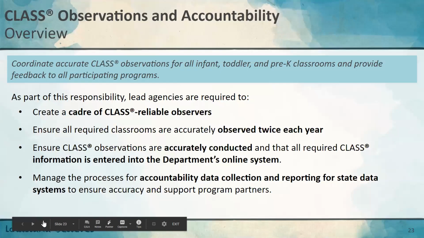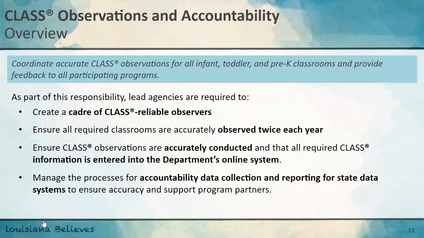All right, y'all. I'm going to talk through some of the responsibilities that you all have as lead agencies to conduct class observations and to support the early childhood accountability system. Here are some of the assurances that you agree to when you become a lead agency around class and accountability. One of the big things you have to do is maintain a cadre of class reliable observers. You have to build that capacity at the local level of folks in your community, whether they be embedded in sites, such as site level coordinators or administrators, or employees of your organization, or contracted individuals who are reliable in the class tools and who can carry out these class observations.